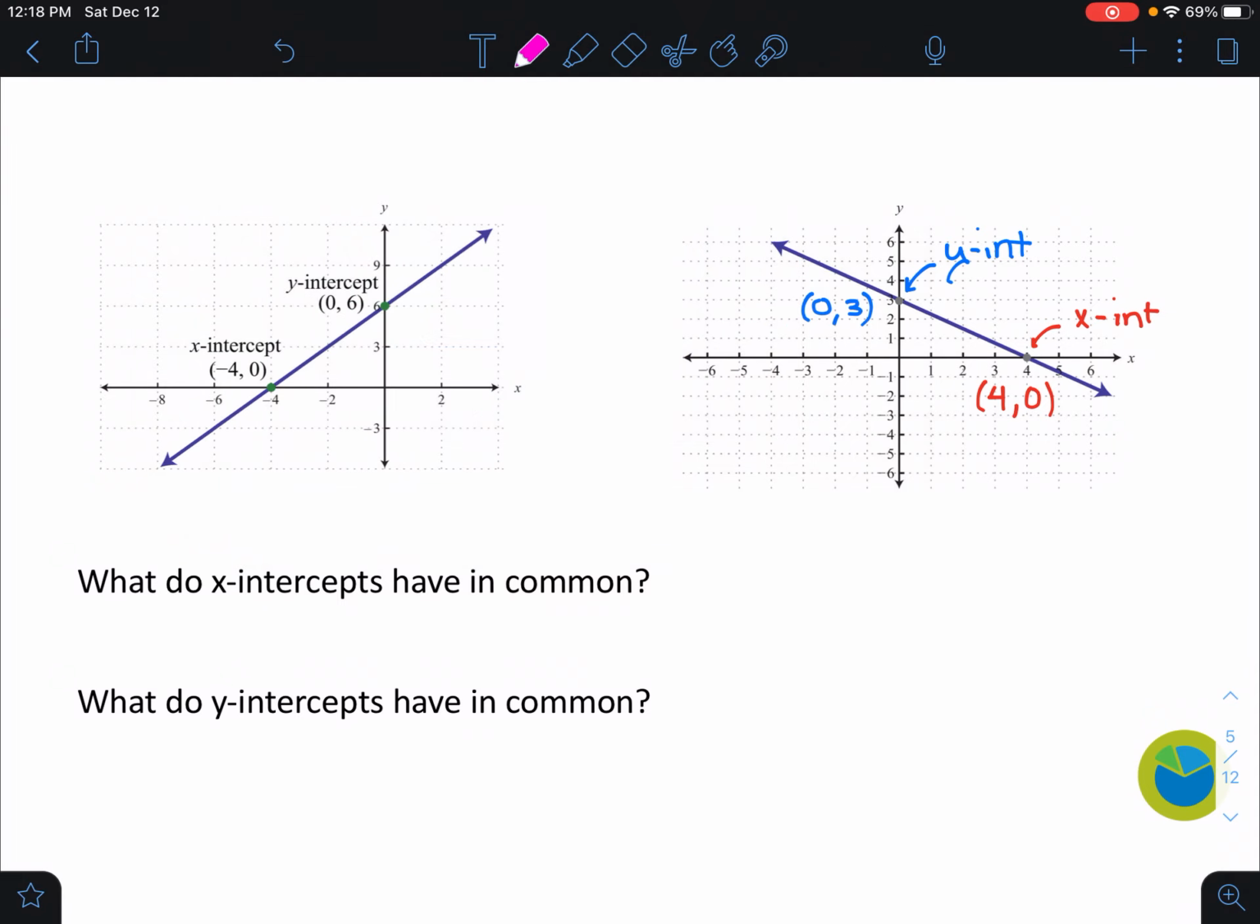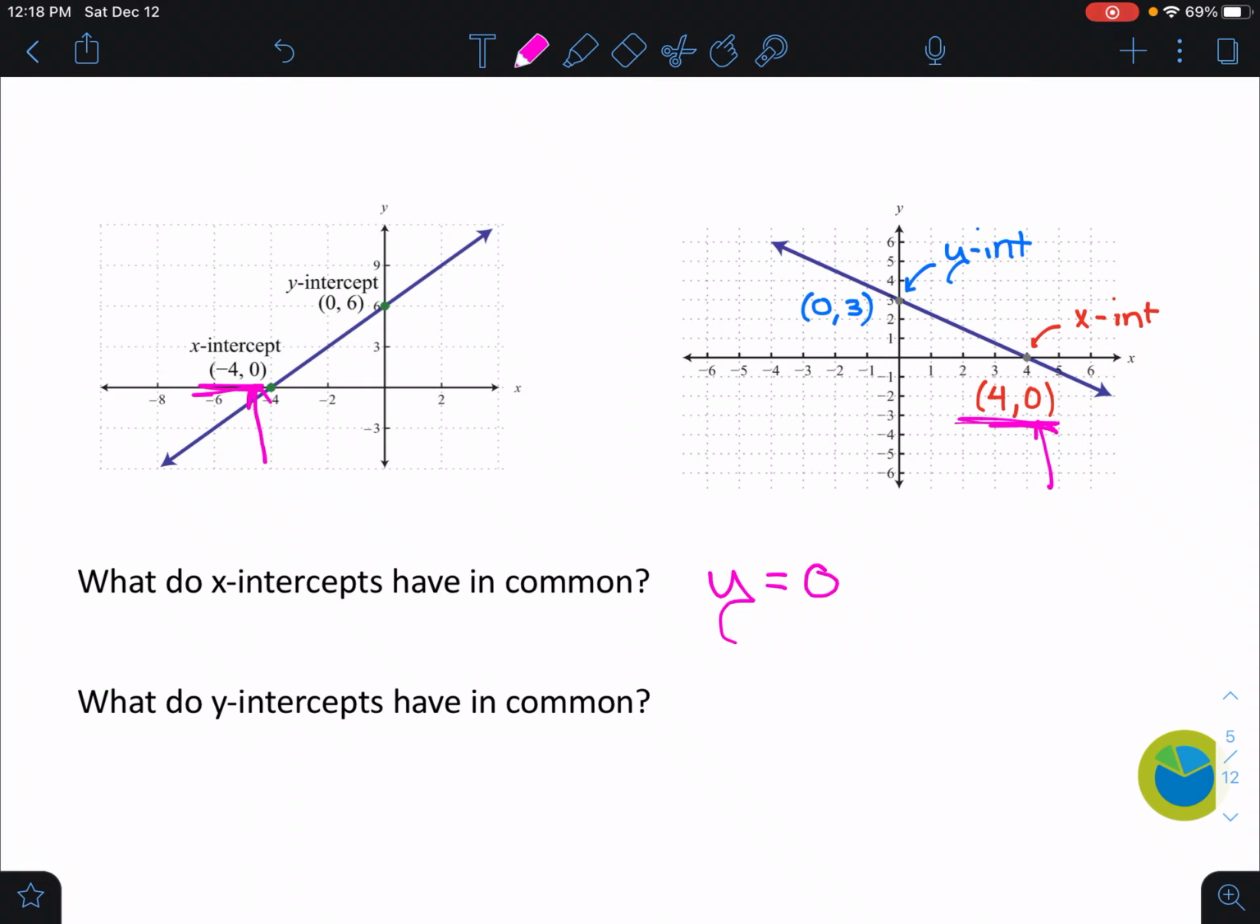What do the x-intercepts have in common? So here's an x-intercept right here, and here's an x-intercept here. Now this one happens to be -4 and +4, but you'll notice they both have a y value of 0. So what do they have in common? The y value is 0. So that's an important thing to remember.